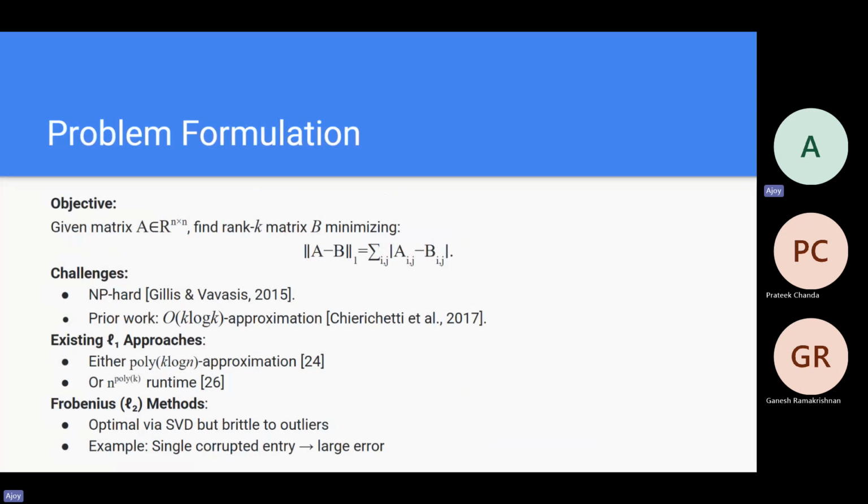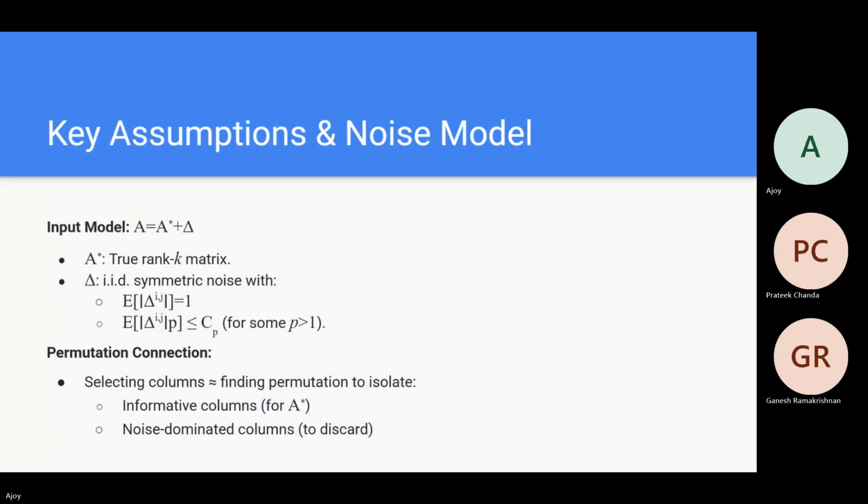So what was the existing L1 approach? The existing L1 approach achieved a runtime of n poly k, which is kind of impractical, so we can't go with that. Also, in the Frobenius method, the optimal solution is found with SVD. For that, an example was a single corrupted entry, where outliers extended the error to a large extent. I explained it already.